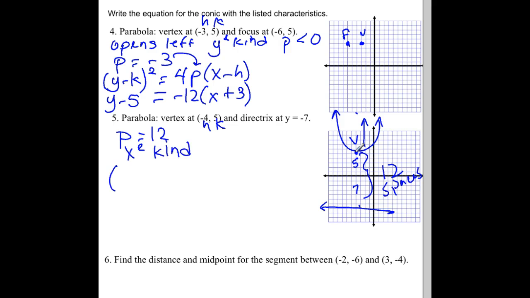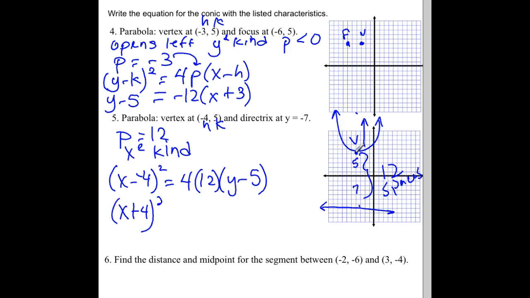So we're going to start out with x minus h squared equals 4 times p times y minus k. All right, and let's dump in what we know. Our p value is 12. We have an h value of -4, and we have a k value of 5. So simplifying this, we would have x plus 4 quantity squared equals 48 times y minus 5.